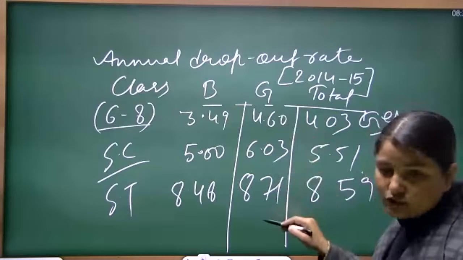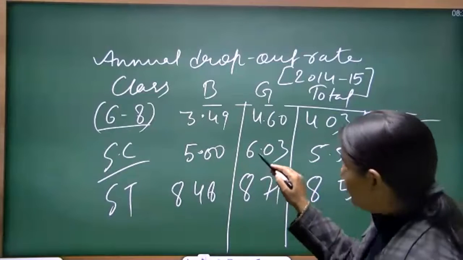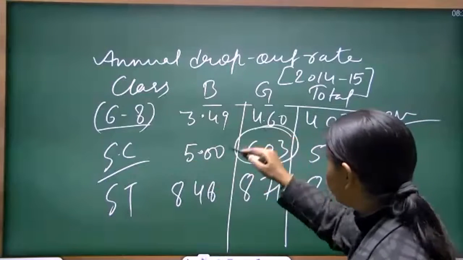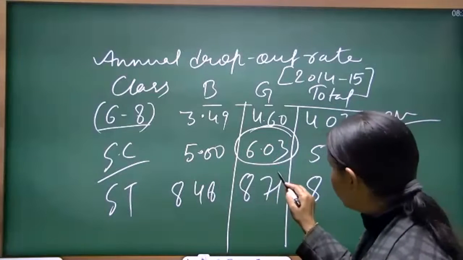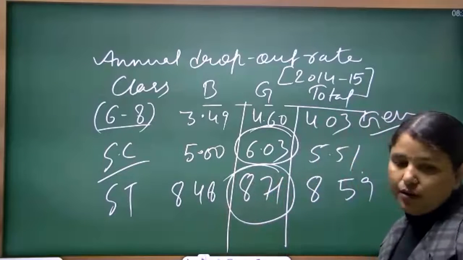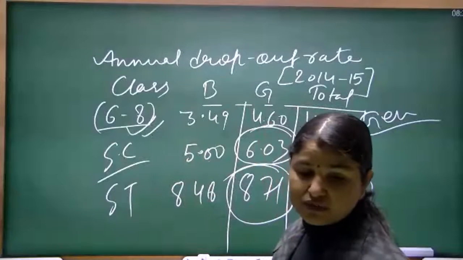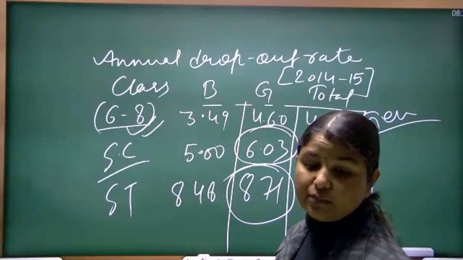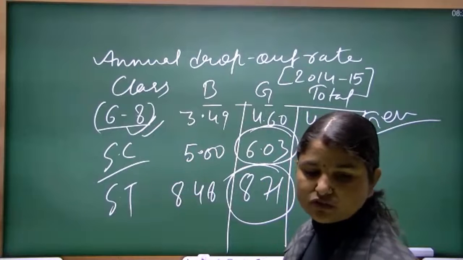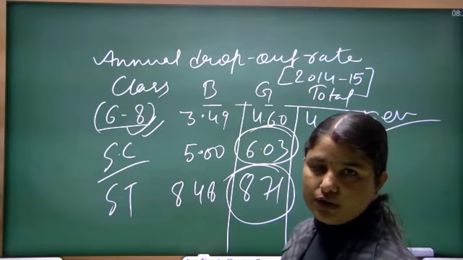Now in this, you have to see one figure. For scheduled castes, the girls' ratio is higher. For scheduled tribes, the girls' ratio is also higher. That means in classes 6 to 8, more girls left school than boys. Why they left school, I will tell you later.